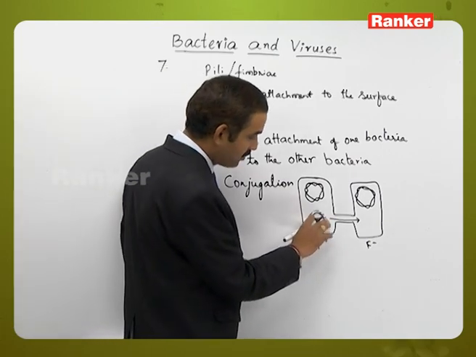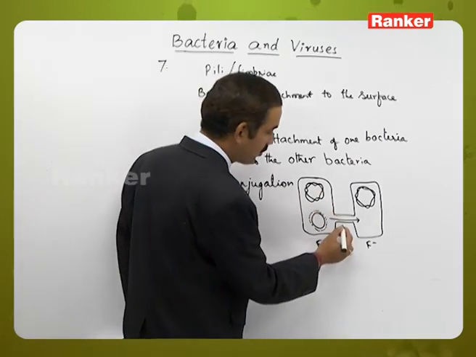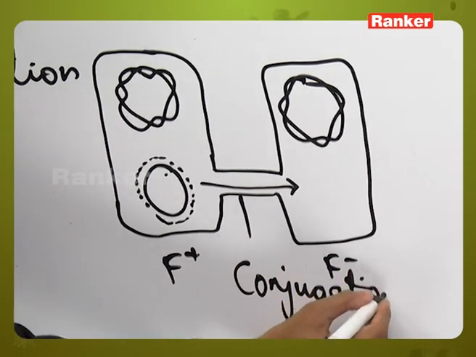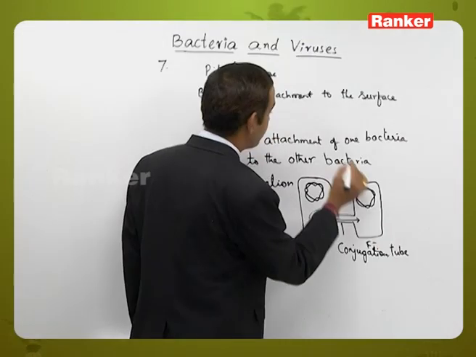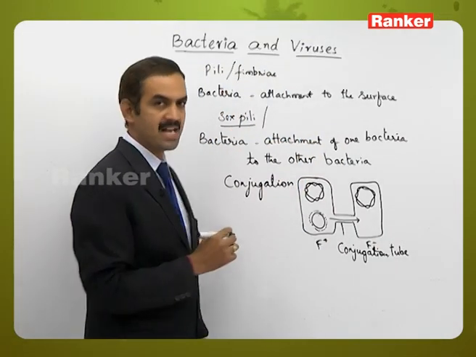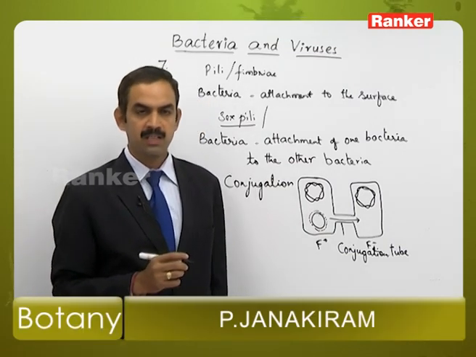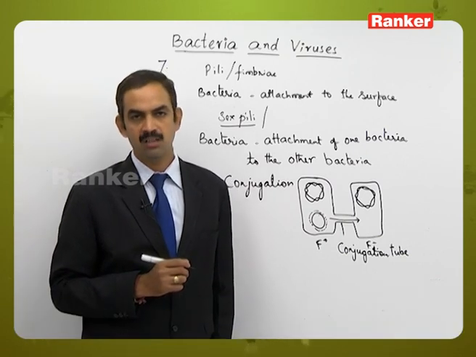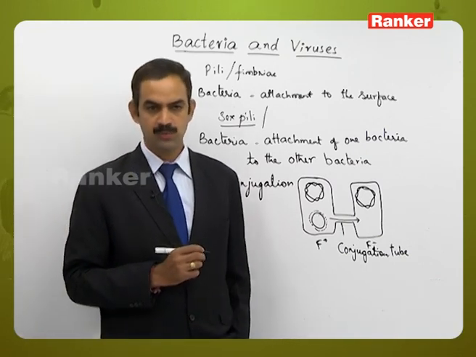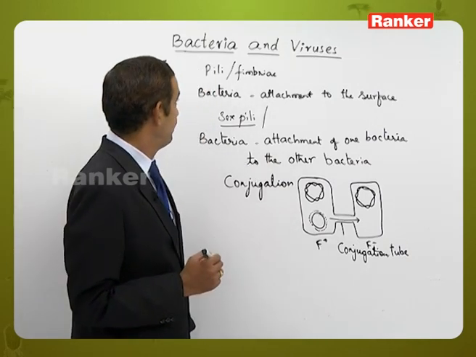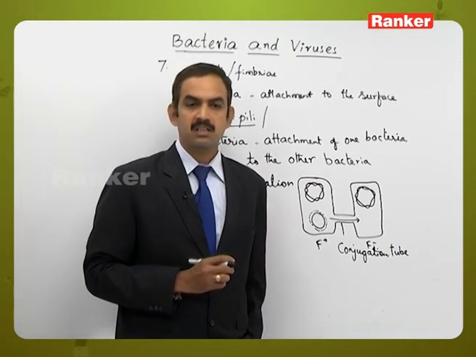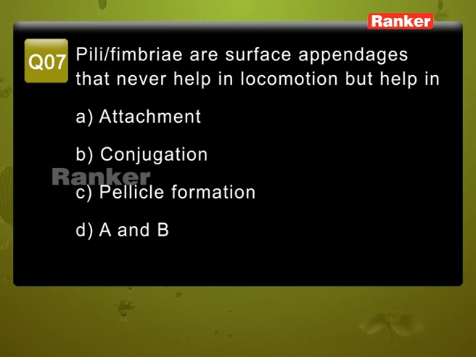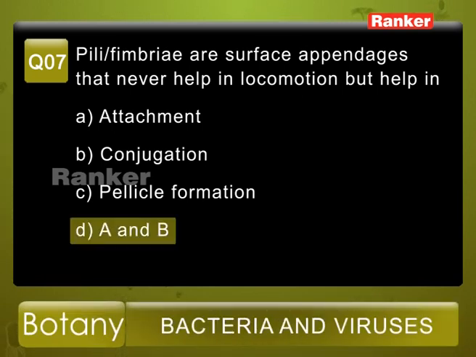Here, as during the process it acts as a tube-like structure, we can call this a conjugation tube. The sex pili, which is hollow inside, helps in transfer of the genetic material from one bacterium to the other, so it acts as a conjugation tube. So the pili are concerned with two functions: one is attachment and the other is the conjugation process. So from the given options, option D is the correct answer.